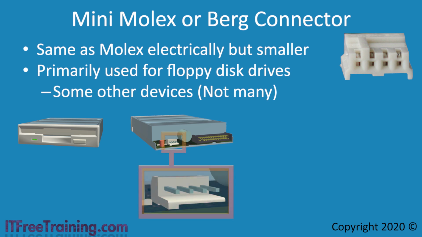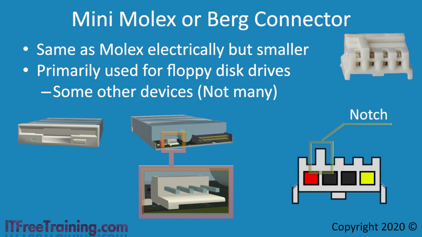It essentially has 4 pins. In order to ensure the connector is plugged in the correct way, on the top of the connector is a notch. This notch is designed to prevent the cable being plugged in the wrong way. However, if you use enough force, you can plug the cable in the wrong way. It is a lot easier to plug the Mini Molex connector in upside down than the Molex connector.